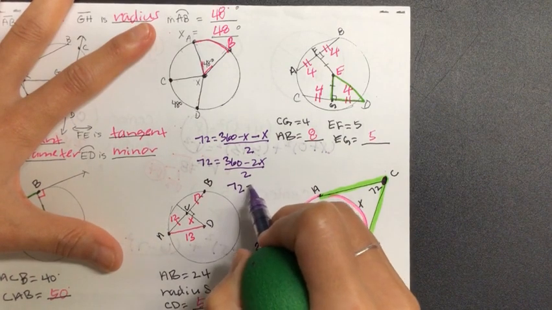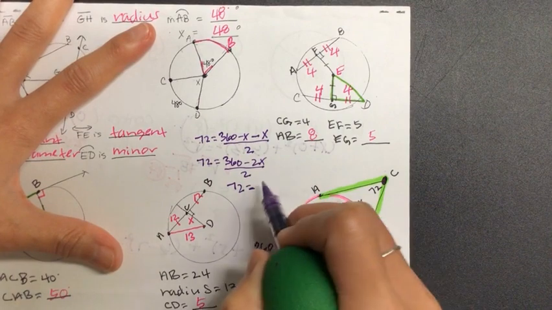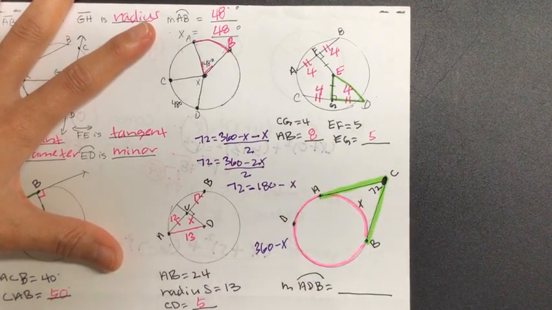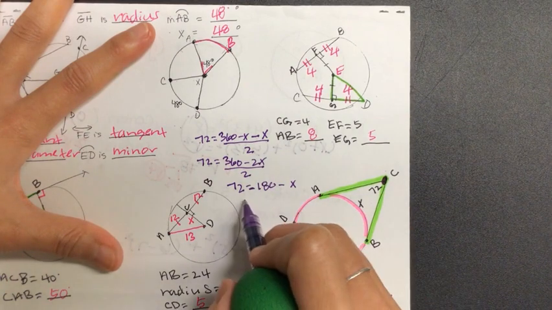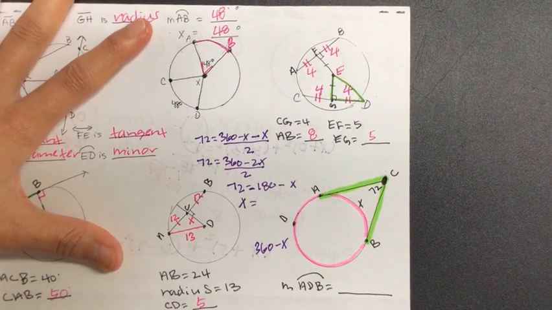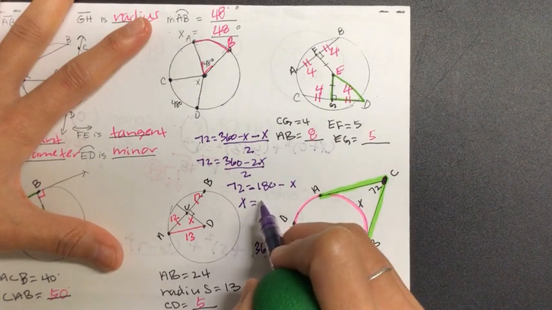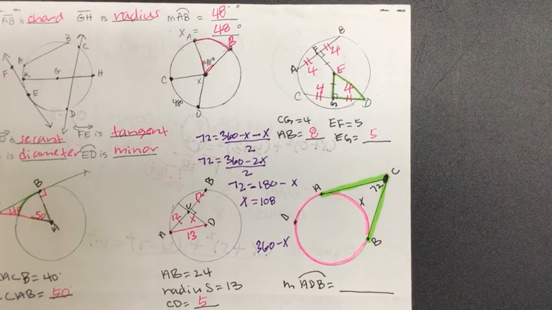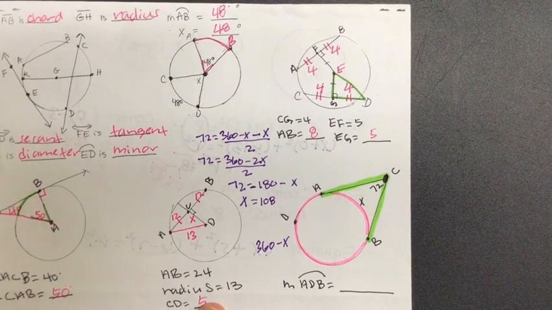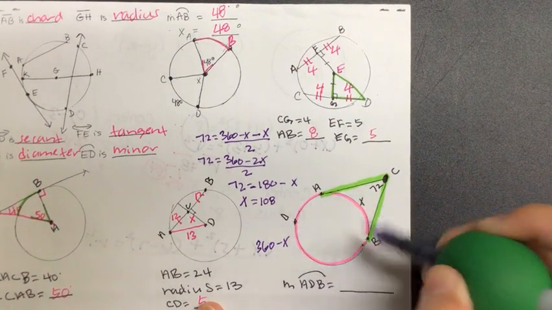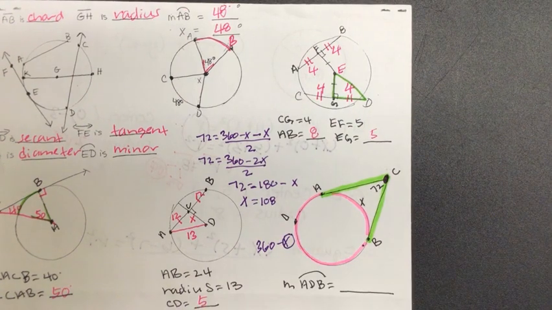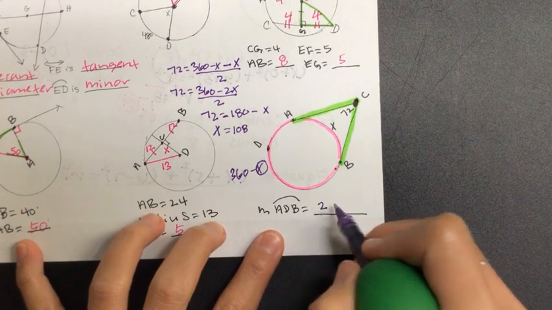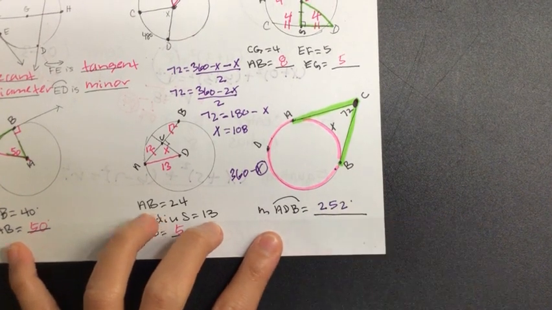So we have 72 is equal to, half of 360 is how many? 180. And half of 2 is how many? Just 1. And then we can go ahead and move the x over and move the 72 over, how many would that give me? 108? But the question is asking us to find what? ADB. So arc ADB, so I need to plug the 108 in here. So 360 minus 108 is going to give us 252.